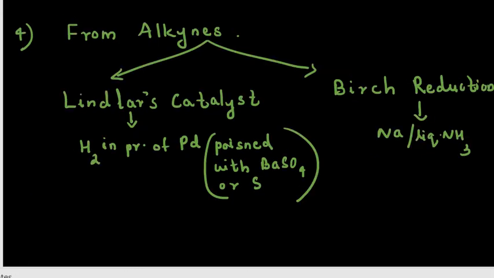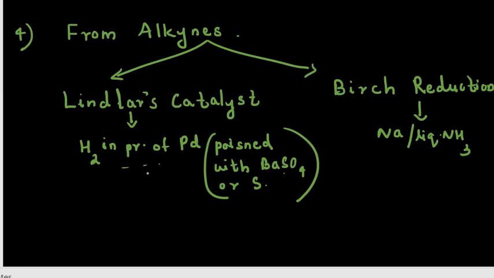Next method of preparation is from alkynes. So to prepare alkenes from alkynes, we can use 2 methods. First one is Lindlar's catalyst and second one is Birch reduction. So in the case of Lindlar's catalyst, we are using hydrogen in presence of palladium, which is poisoned with barium sulfate or sulfur or quinoline. Whereas in case of Birch reduction, we are using sodium in liquid ammonia.